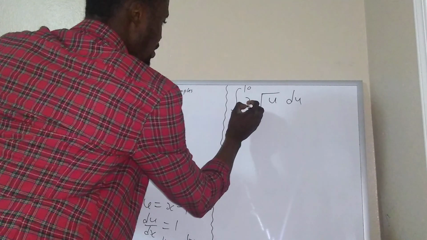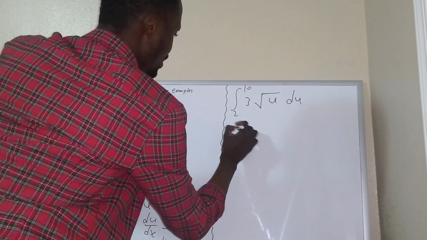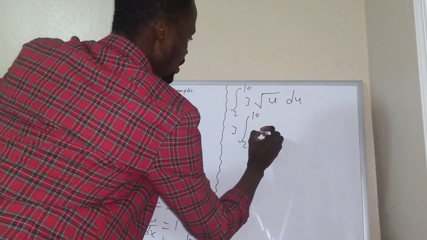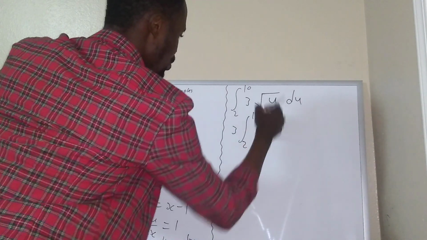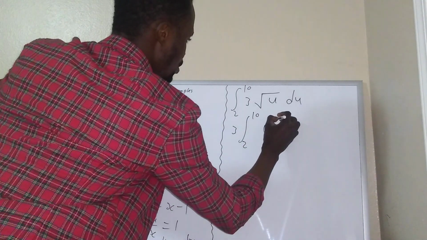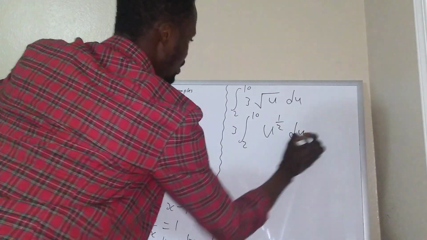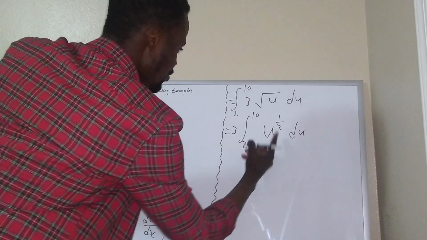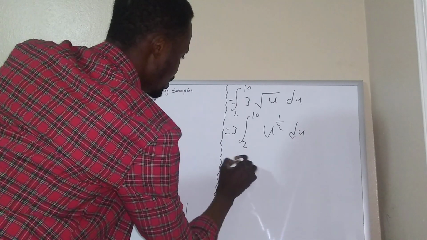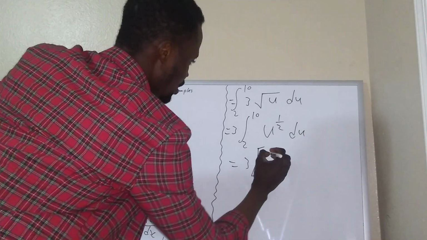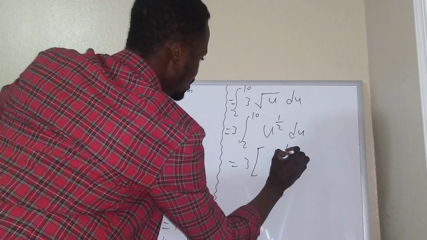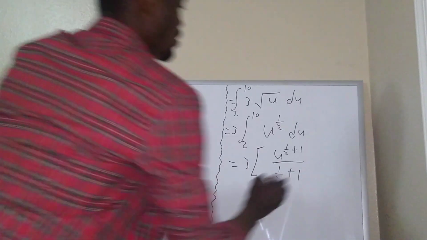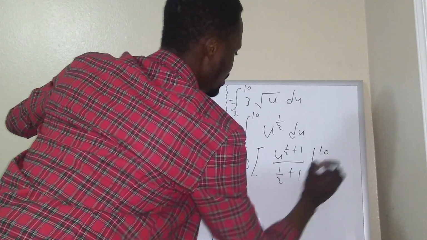So from this side, since 3 is a constant, we can bring it out. So we're going to get 3, then the integral side, 2 to 10. Then this whole thing you can write as u to the power 1 on 2, then du. Okay. So let me bring the equals. So if you integrate this one, what do you get? If you integrate this, you will get 3, then you add 1 to the exponent, then divide it by the new exponent, from 2 to 10.